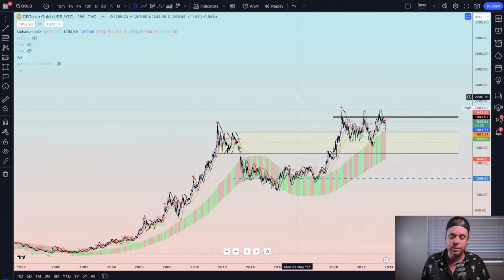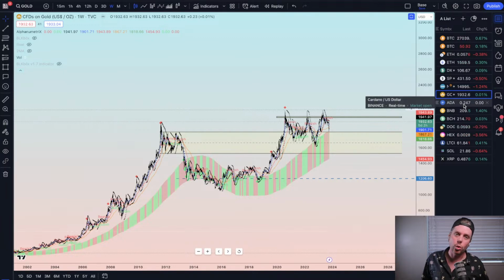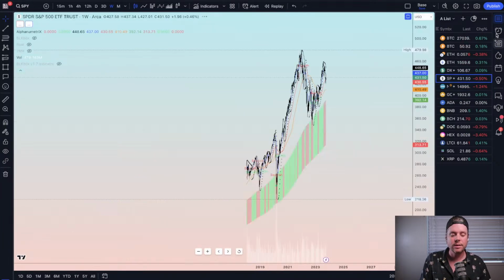But if we do continue to see the dollar rallying, you're going to see more and more people wanting to go to these safe haven assets. We have yet another war going on. So we need to expect volatility in the market. Let's take a look at the S&P.